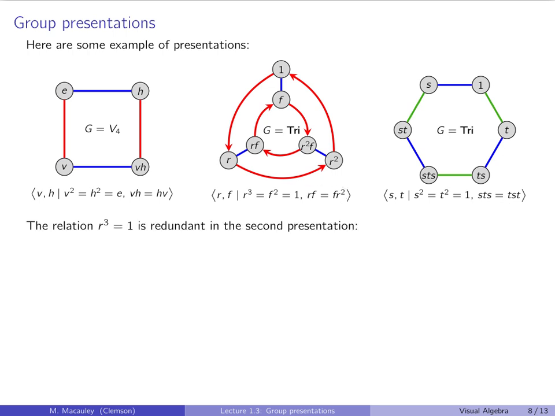Now, here's a fact that I found really surprising when I first learned about it a couple years ago. And I learned about it from one of you, one of my viewers who emailed me to say, hey, this relation, R cubed equals 1 in this presentation is actually redundant. In other words, it's implied by these other two relations. So let's derive that. Let's suppose that we have the presentation RF subject to F squared equals 1, this relation, and this relation, RF equals FR squared, and let's derive R cubed equals 1.